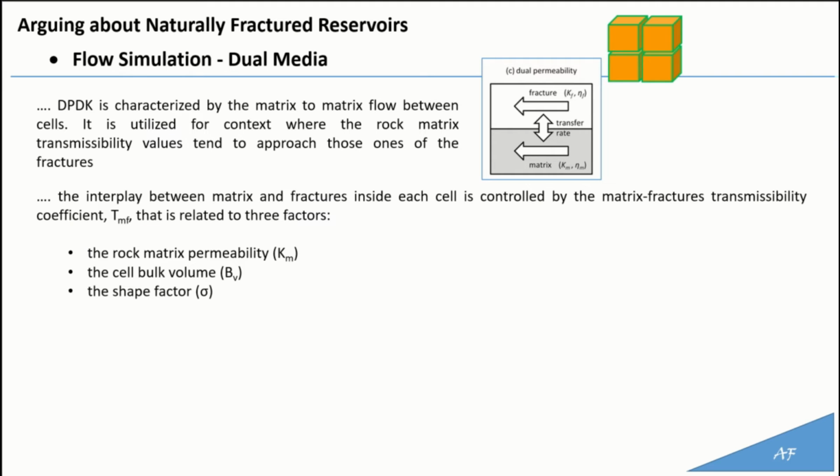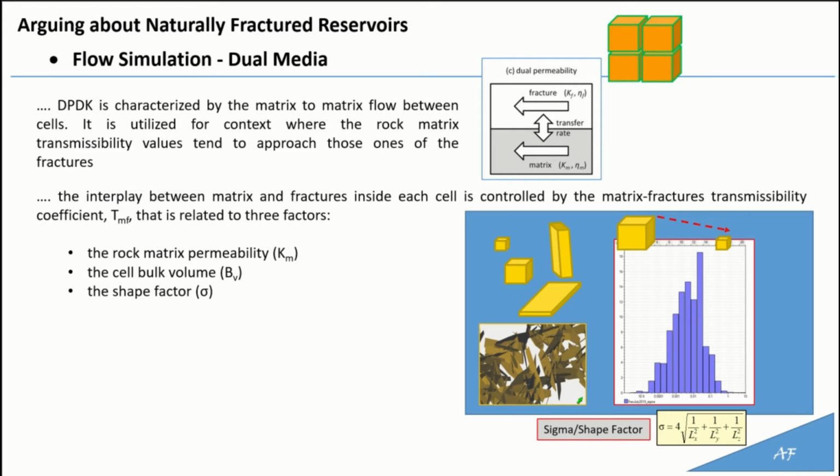The interplay between matrix and fractures inside each cell is controlled by the matrix fracture transmissibility coefficient that is related to three factors: the rock matrix permeability, the cell bulk volume, and the shape factor, sigma, that is related to the geometrical characteristic of the discrete fracture network.